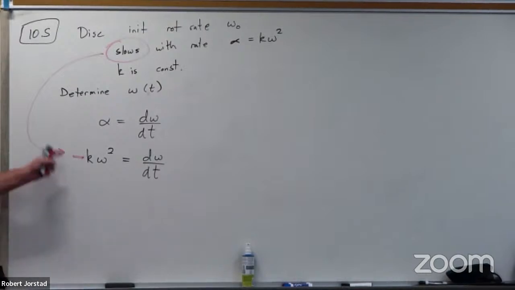All right. At this point, then you can separate and integrate. Do you agree? Now you get the omegas with the omegas, the t's with the t's, and you just turn the crank.